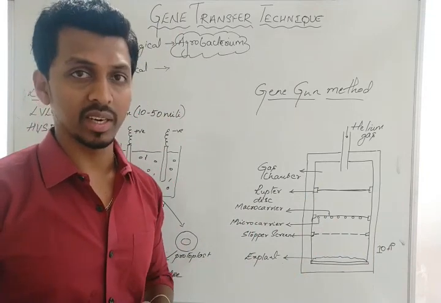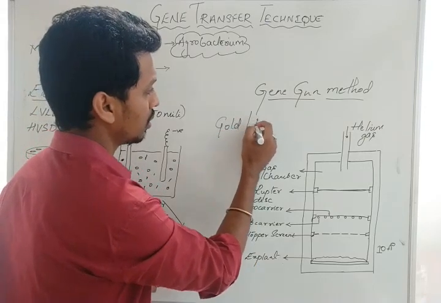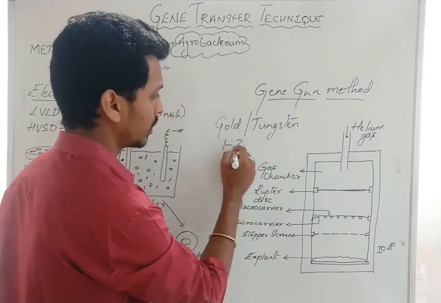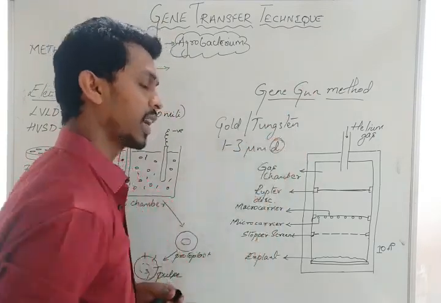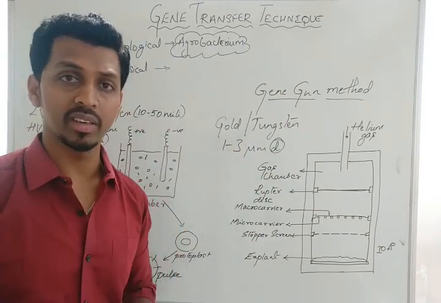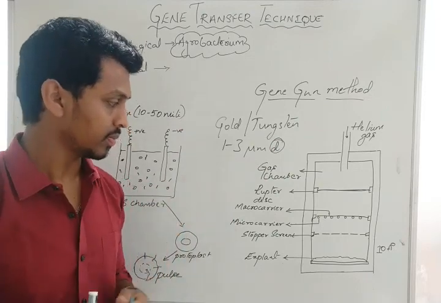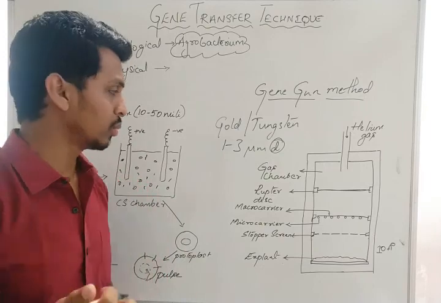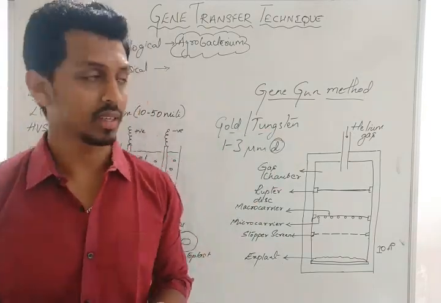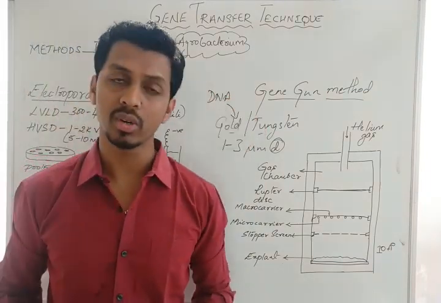Now what we basically do is take either gold or tungsten of 1 to 3 micrometer diameter. This gold or tungsten of 1 to 3 micrometer diameter is called the microcarrier. So what exactly do we do? To this gold or tungsten, we incorporate the gene of our interest. That is, DNA is added onto either gold or tungsten.